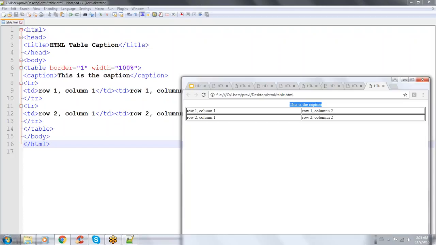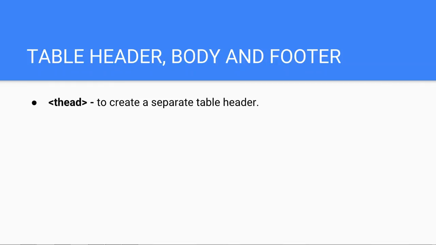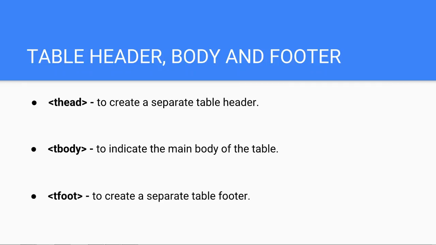So the three elements for separating the head, body and foot of a table are, the first one is thead, the table head. To create a separate table header, we use this tag. The next one is tbody, the table body, to indicate the main body of the table. And the next one is tfoot, to create a separate table footer.